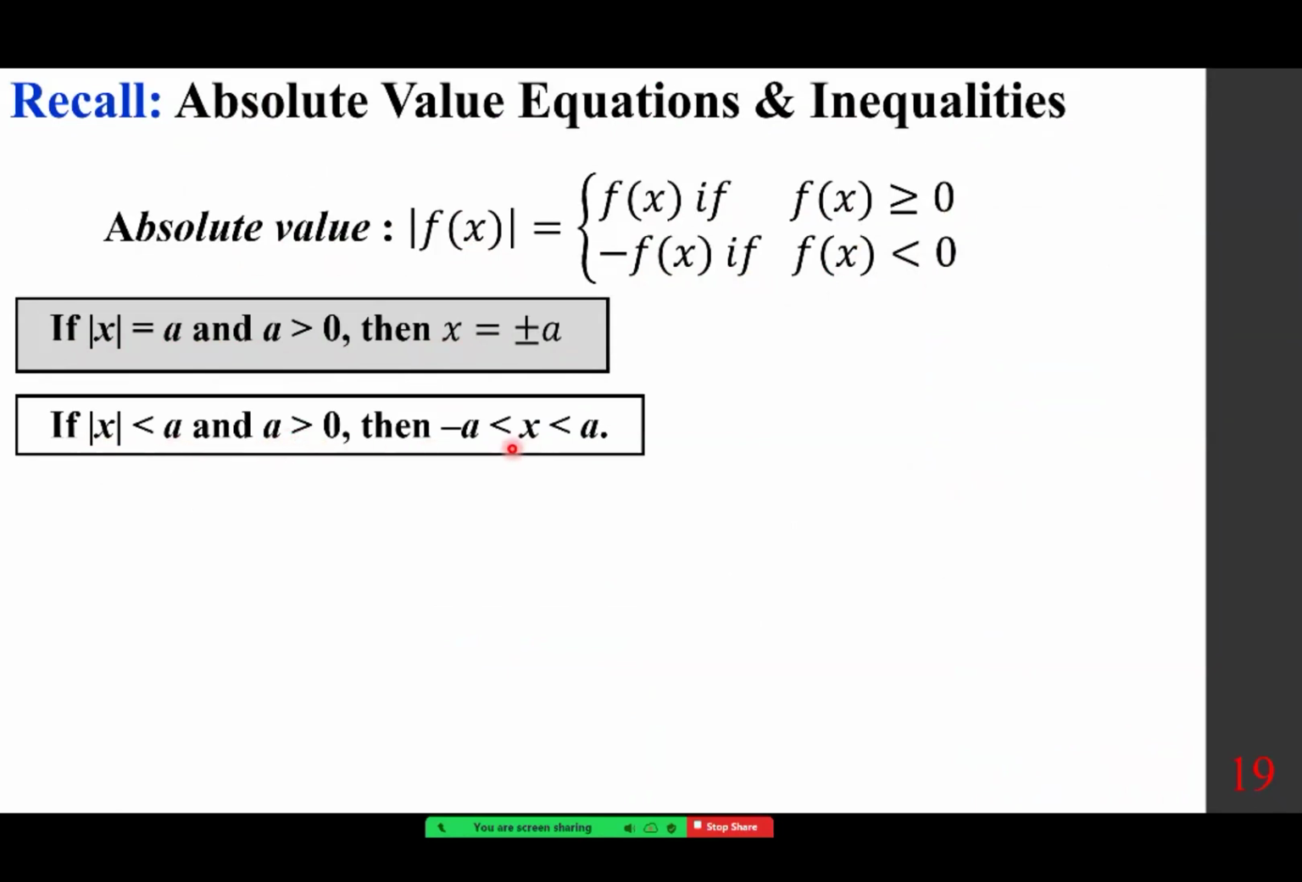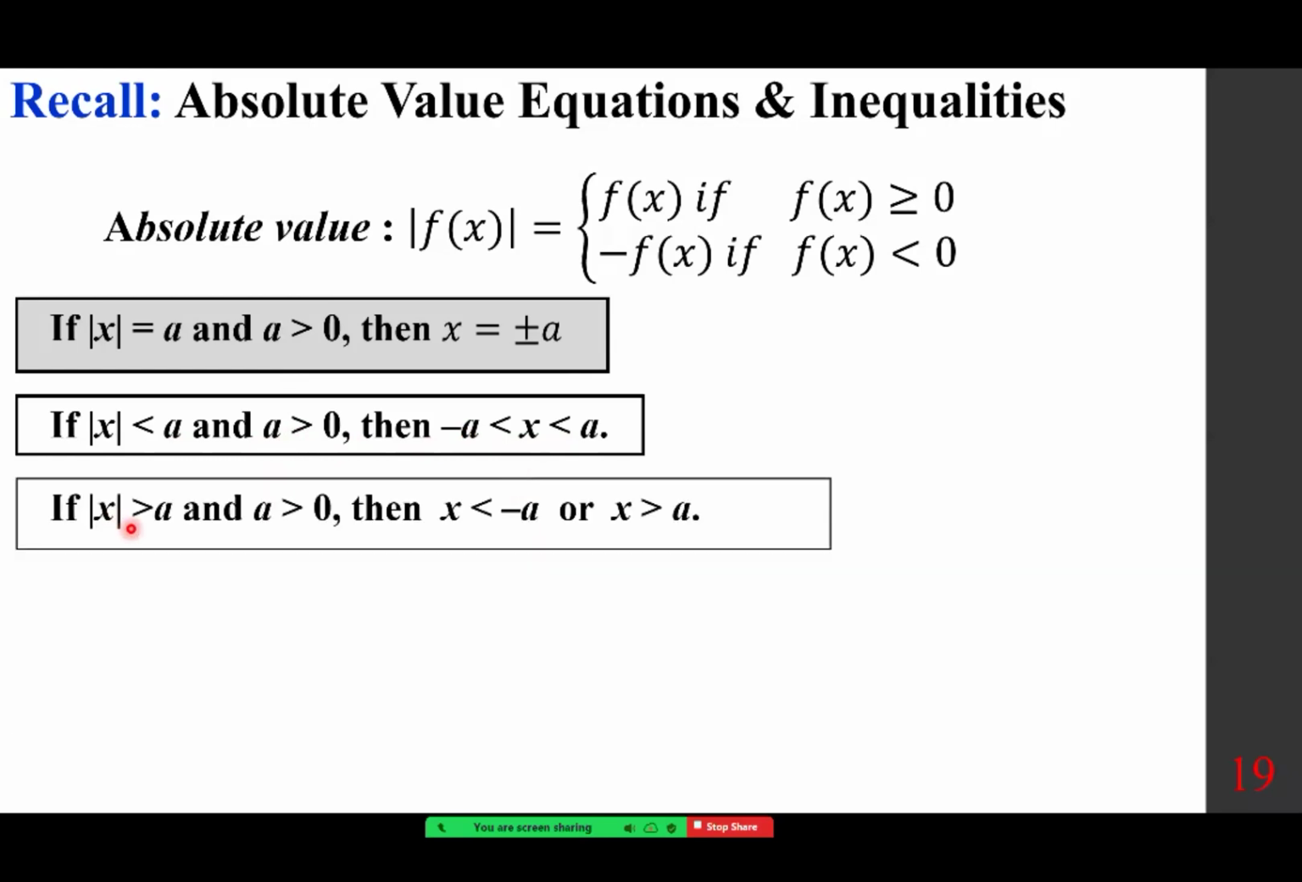If a is positive, then you sandwich it between the negative and positive. And if absolute value of x is larger than a, and a is positive, then x is less than negative a, or x is larger than a. It's pretty straightforward. I hope we all remember that, and then we take it from there.